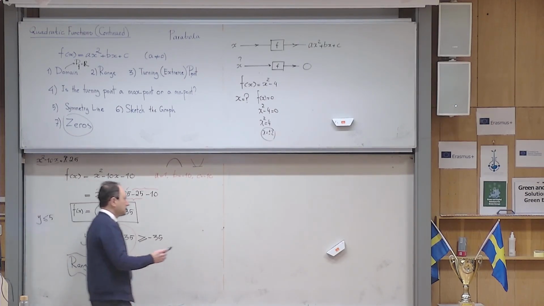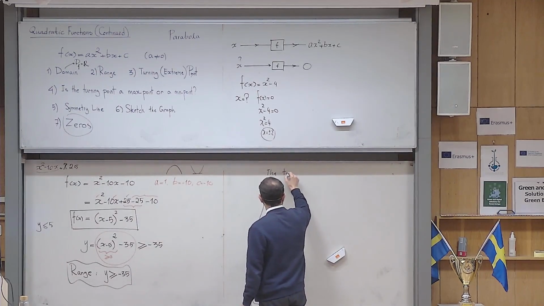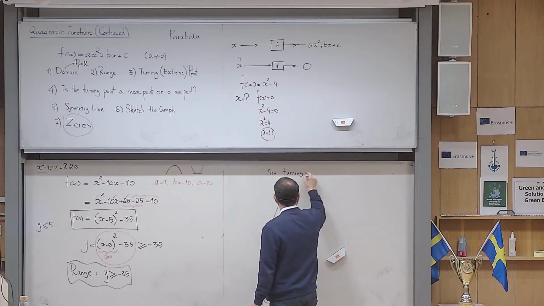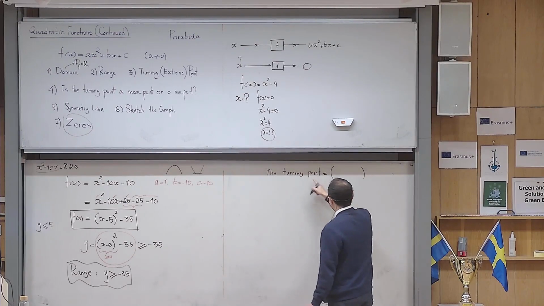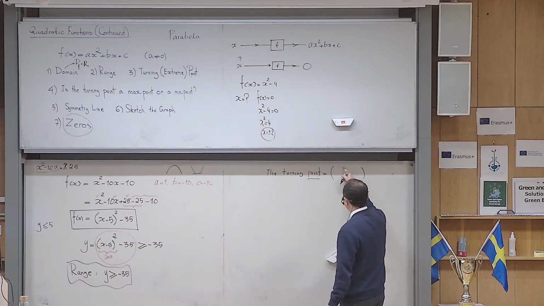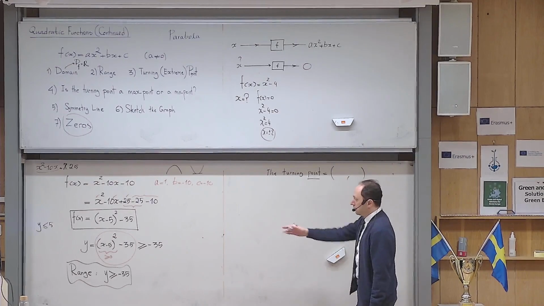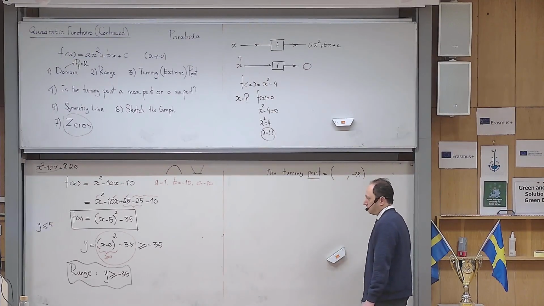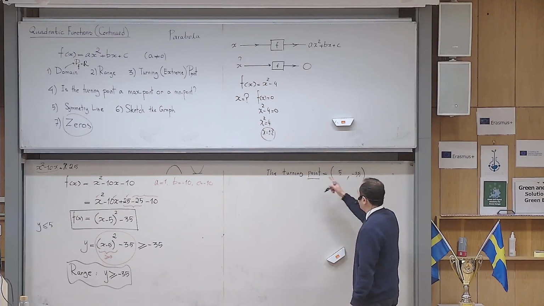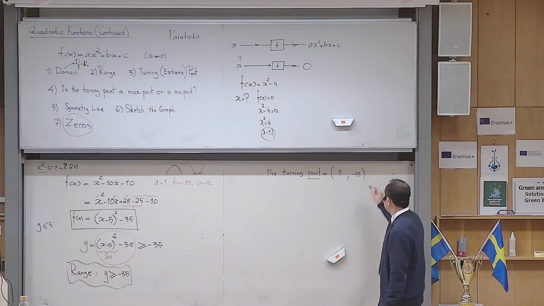So this means that the turning point is equal to, because when you say a point, it means you have an x coordinate and a y coordinate. The y coordinate is minus 35, but what is the x coordinate? 5. What type of turning point is this? It is a minimum point.